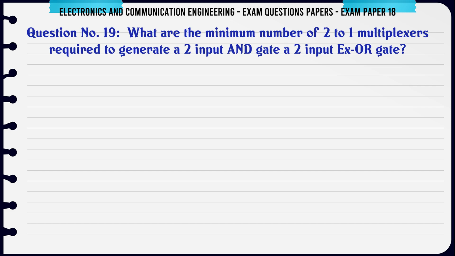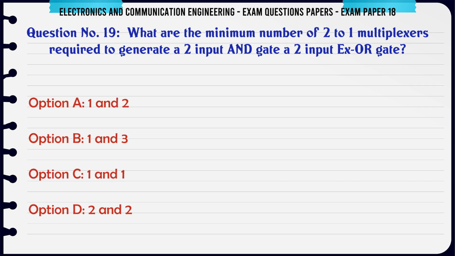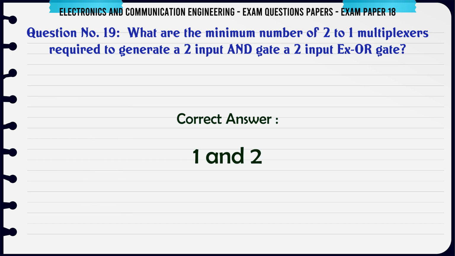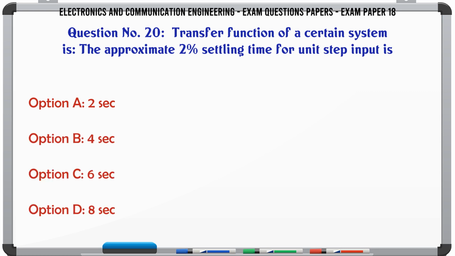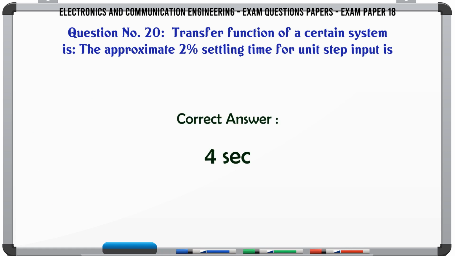What are the minimum number of 2 to 1 multiplexers required to generate a 2-input AND gate and a 2-input XOR gate? A. 1 and 2. B. 1 and 3. C. 1 and 1. D. 2 and 2. The correct answer is 1 and 2. Transfer function of a certain system is given. The approximate settling time for unit step input is A. 2 sec. B. 4 sec. C. 6 sec. D. 8 sec. The correct answer is 4 sec.